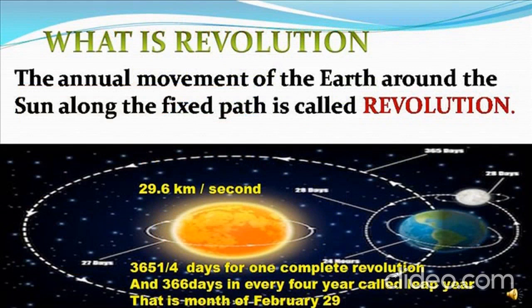Now our next topic is revolution. What is revolution? The annual movement of the earth around the sun along a fixed path is called revolution. The earth revolves along its orbit at a speed of 29.6 km per second. It takes approximately 365 days and 5 hours to complete one revolution. Thus, we have a year of 366 days every 4 years. It is termed as a leap year. That is, the month of February is of 29 days.